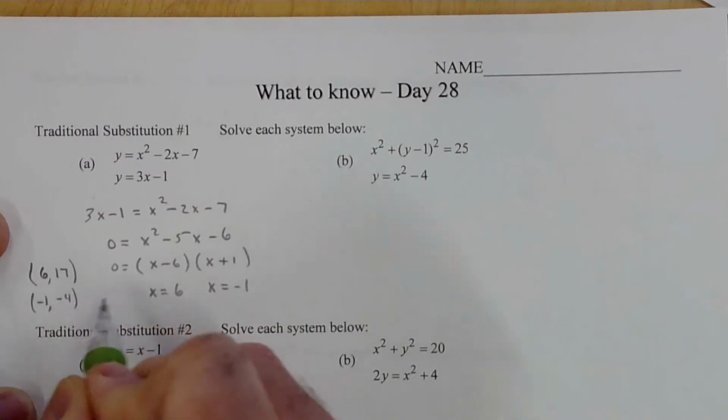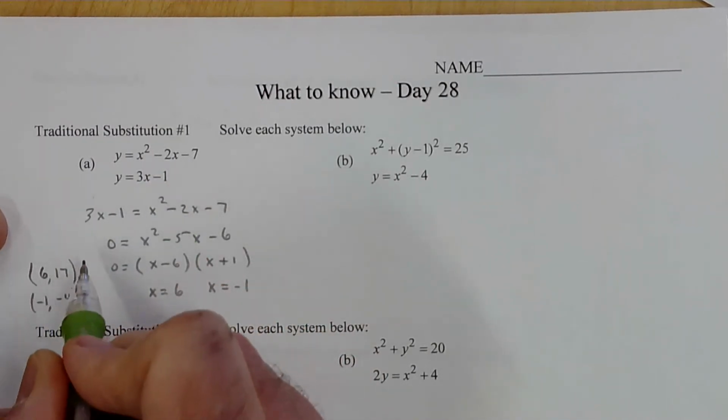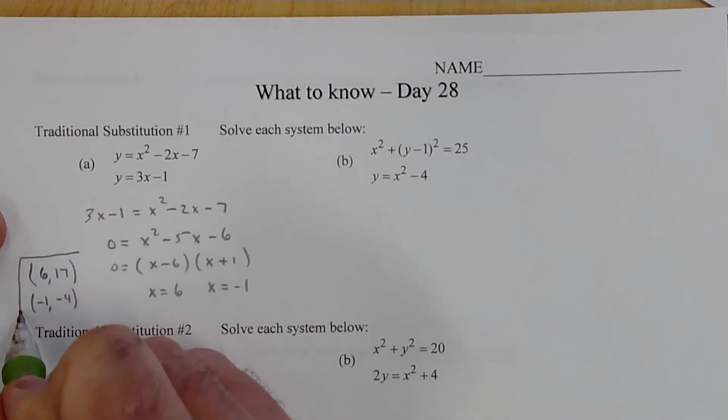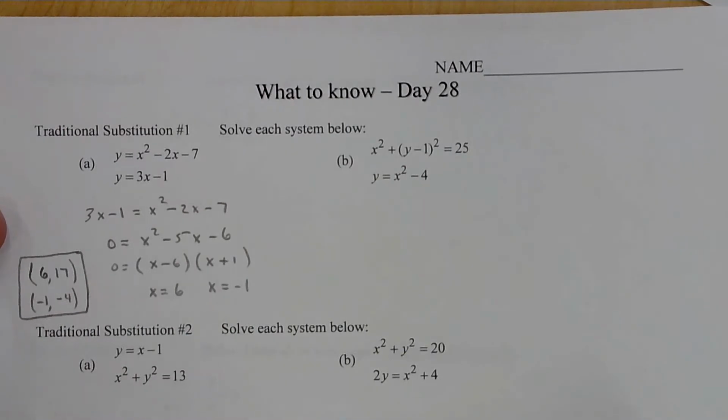Now what I should do is take these x values and plug them into the top equation to make sure I get the same answer. That way I know it's correct. But for time, I'm going to skip that. So there's the two places that parabola and that line intersect. All right, now they gradually get harder.